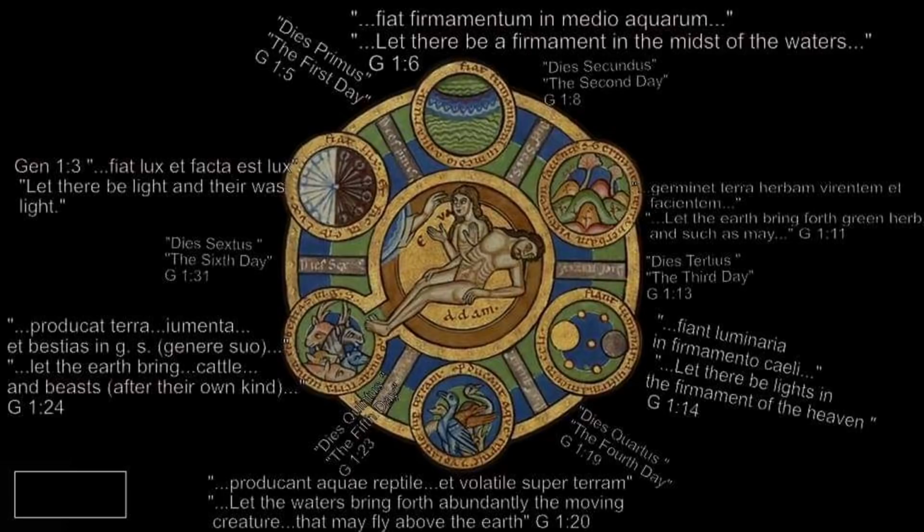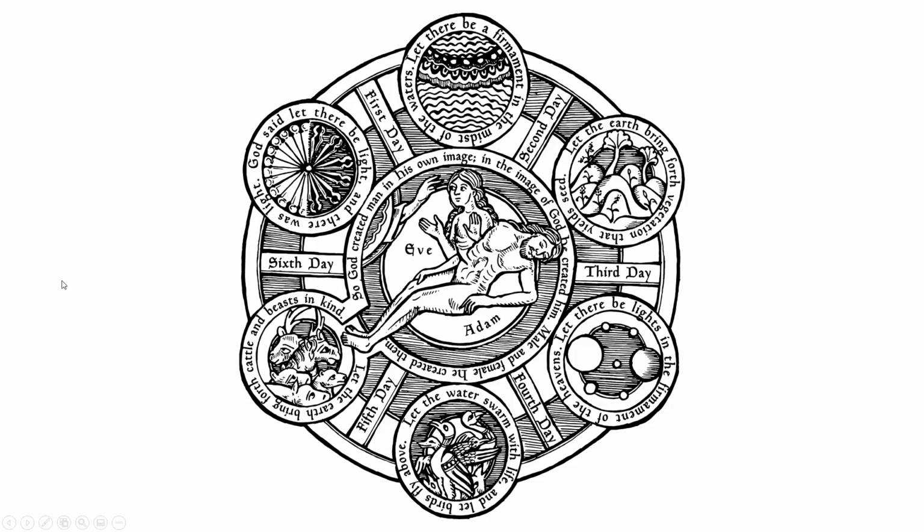So in the transversals, you have all the days which are written. First day, second day, third day, fourth day, fifth, sixth day, and then in the circles you have all the verses that are compressed and written down. And so I made a black and white version of this, which I used in some of the images that I sell and some of the t-shirts that I make.